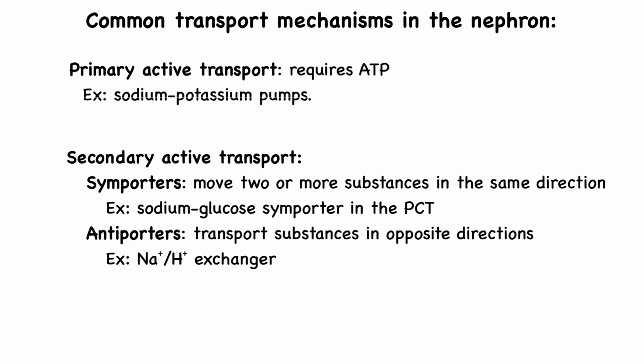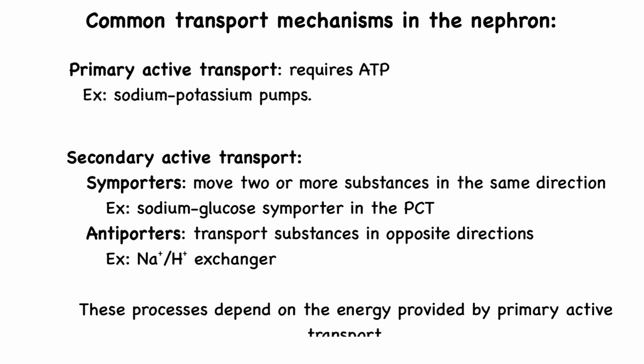A key example is the sodium hydrogen antiporter, or the sodium hydrogen exchanger. This is found in the proximal convoluted tubule, and it reabsorbs sodium while secreting hydrogen ions, helping to regulate pH balance. These processes depend on the energy provided by primary active transport mechanisms.